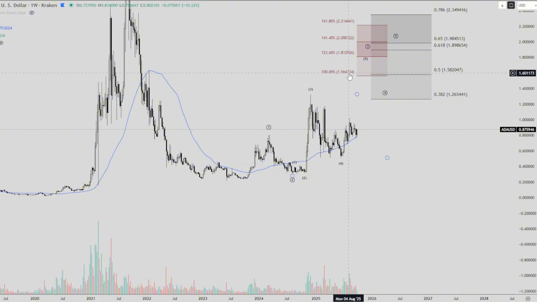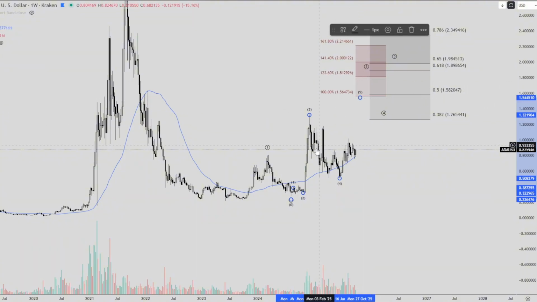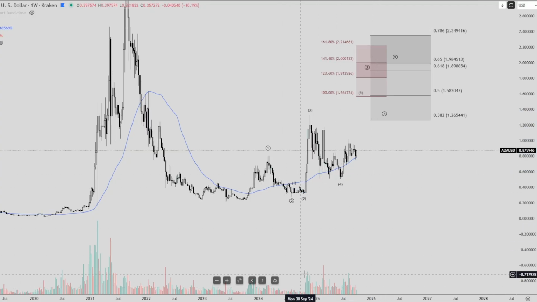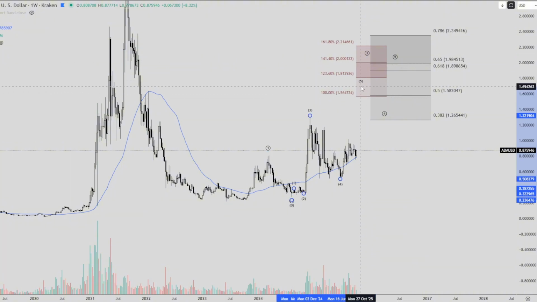And the minimum target for an extension is the 100% extension level at $1.56. So you can actually expect, if it extends, it should even go a little bit higher, right? So even in this count, which I think is not so likely because the volume doesn't add up and the proportions don't add up, if this count is real, we are going to see also a very nice move to the upside, probably terminating somewhere between $1.50 and $2.